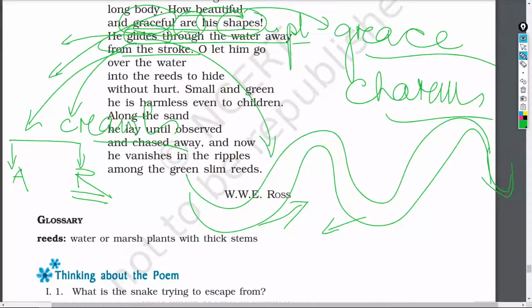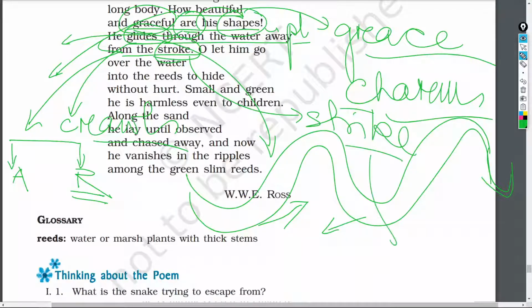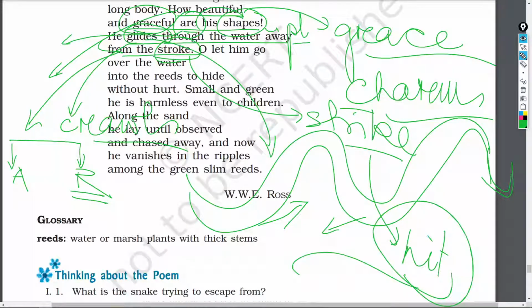Therefore, he glides through the water away from the stroke. So he wants to save himself. He becomes the victim of the attack of the man, and therefore he makes a gliding movement through the water, and then goes out from the strike. STRIKE, strike means from the hitting. What it does, it goes away in order to save itself.